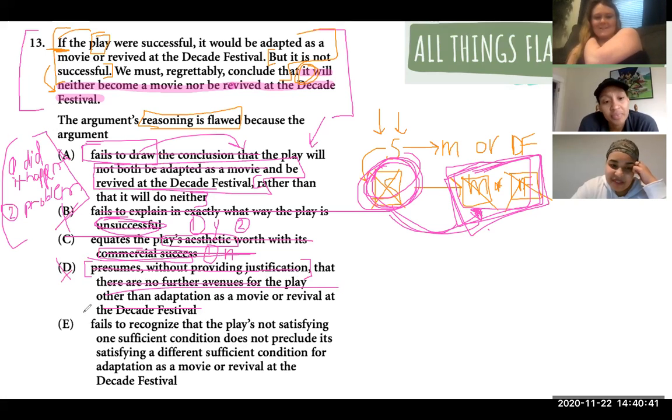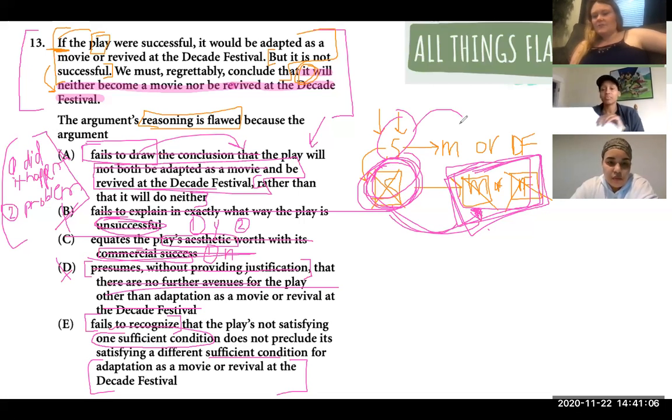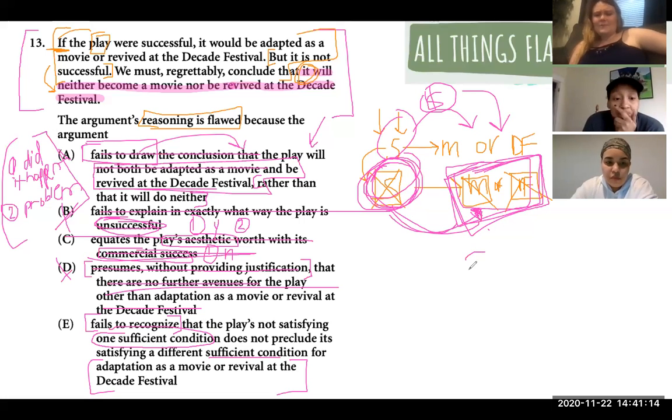E, fails to recognize. So this means doesn't consider or doesn't take into account that the play is not satisfying one sufficient condition does not preclude its satisfying a different sufficient condition for these two things happening. Yeah. Absolutely. There could be another, even though being successful is sufficient for these, maybe having $1 million also is sufficient for these. And yeah, the film's not successful, but this person has $1 million, so they get to go to the festival. Who knows? So our answer is going to be E.